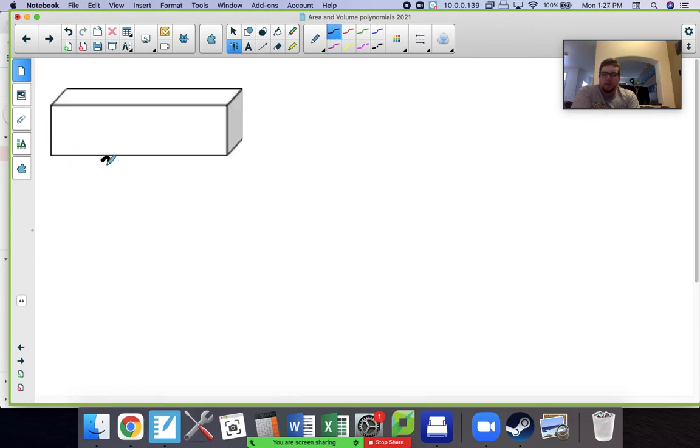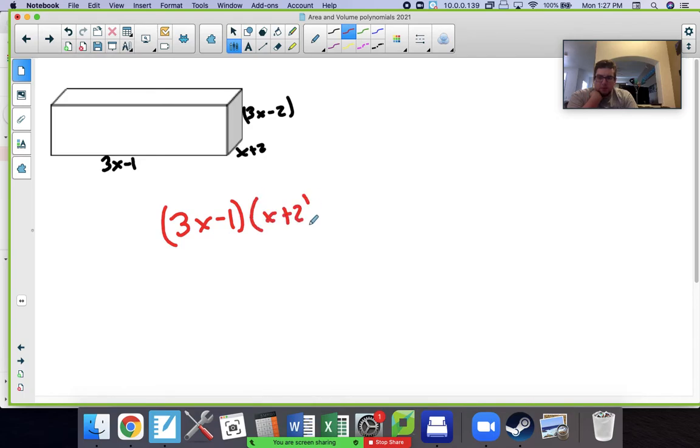Rectangular prism, let's say we've got 3x minus 1, x plus 2, and then 3x minus 2. To find the volume, we're going to take 3x minus 1. We're going to multiply the x plus 2. We're then going to multiply the 3x minus 2. There is no quick way of doing this. You can't try to multiply all three binomials at the same time. You have to multiply the first two, then the next one, or any combination that you want. It doesn't really matter when everything's being multiplied, but the fact is you can't multiply all three in one go.